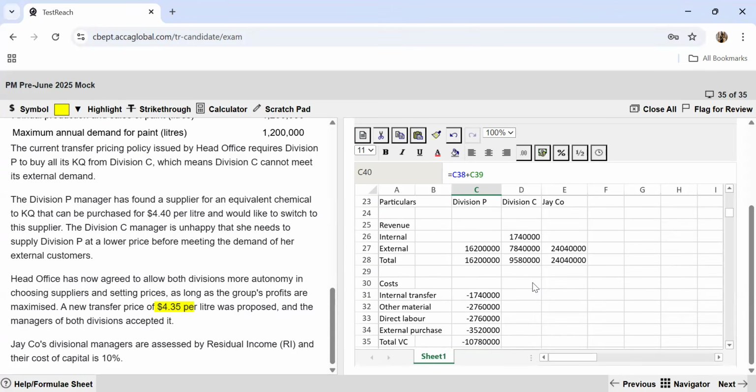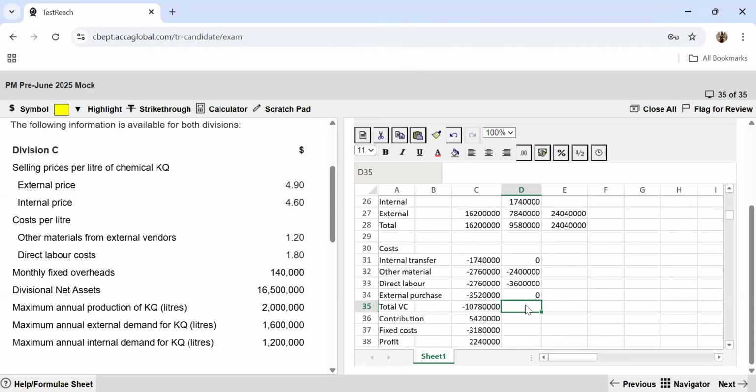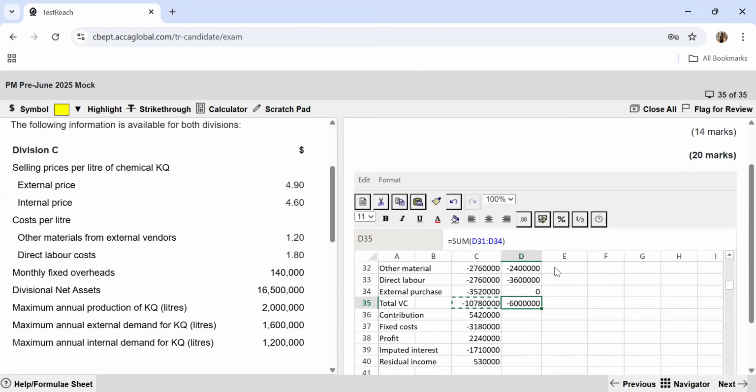Now let's do the plotting of the costs for Division C also. Division C is purchasing 1.2 from outside, minus 1.2 multiplied by the 2 million units that they are manufacturing. Then same, I can just do the modification, make this number 1.8 so that I save myself from the trouble of writing so many zeros again and again. Now, this is all the variable costs. They are not having any internal transfers. They're not having any external purchases. So the total of the variable cost is going to look something like this for this particular division of mine.